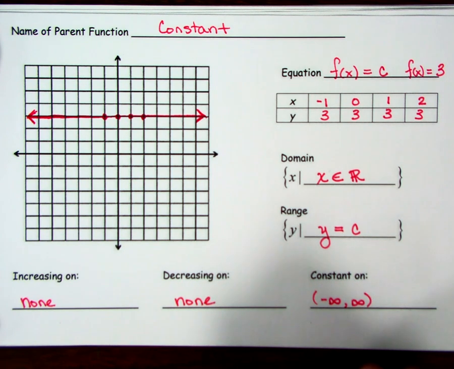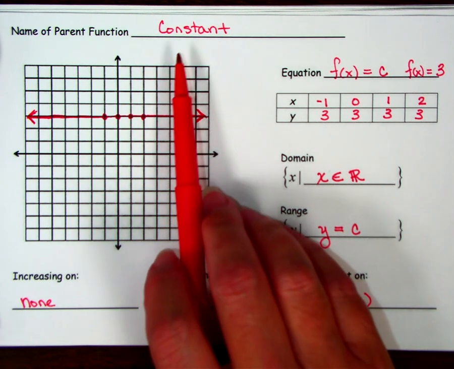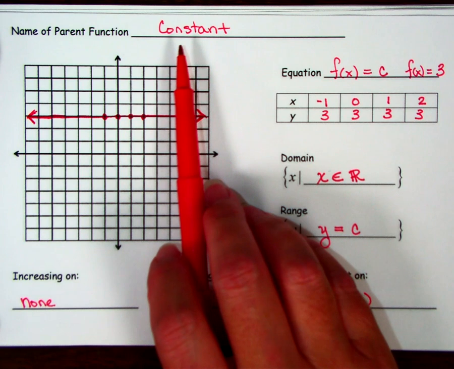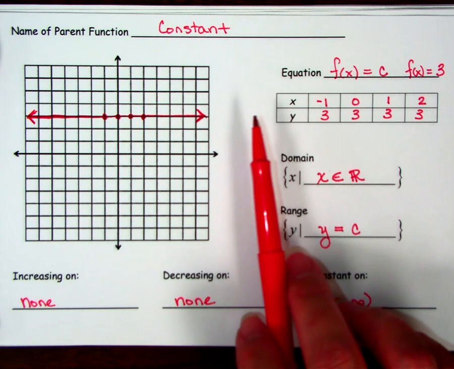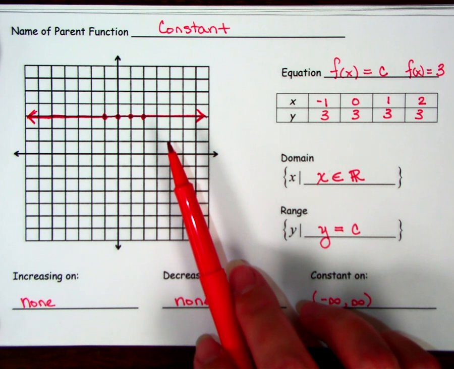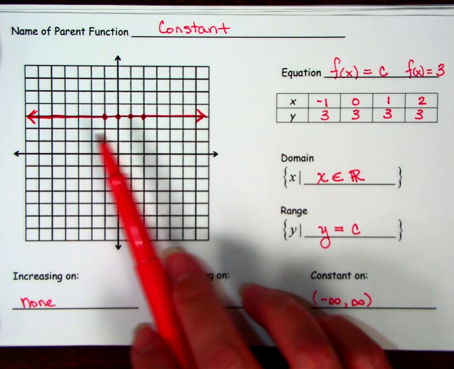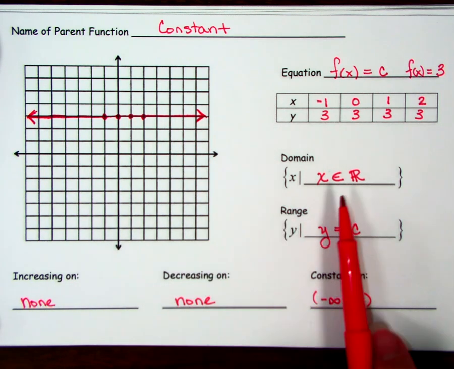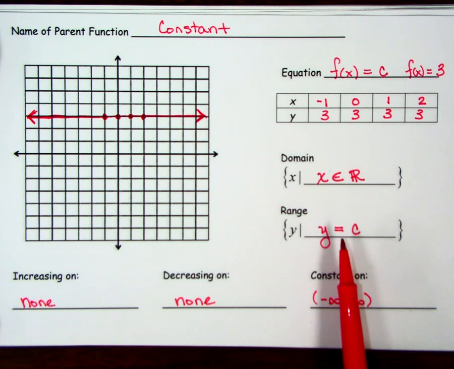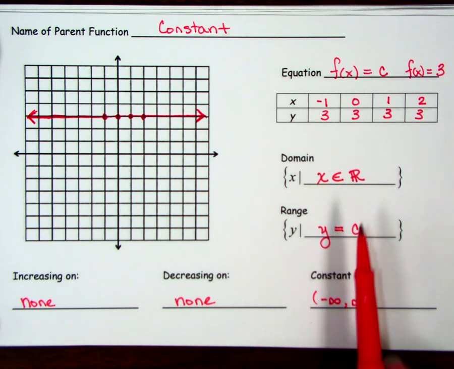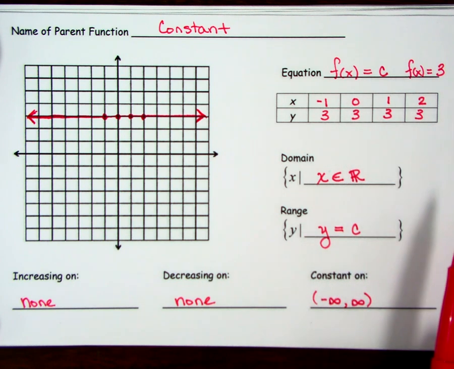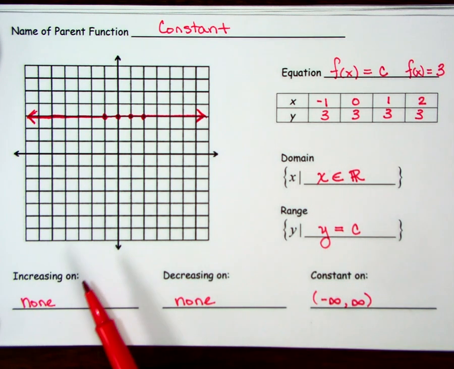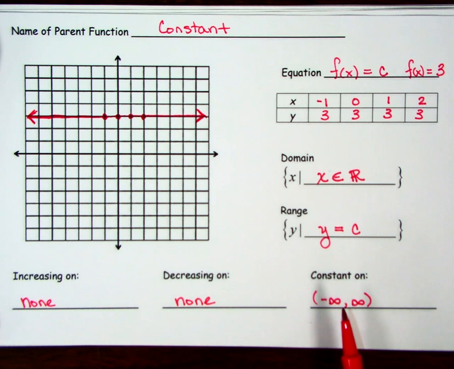The things you need to know about this parent function are the name, constant parent function, the equation, f of x is equal to c, how the graph looks. This would be just a horizontal line. You need to know the domain is all real numbers, and the range is just y equals whatever that constant value is. If you know the graph, you can figure out increasing, decreasing, and constant from the picture.